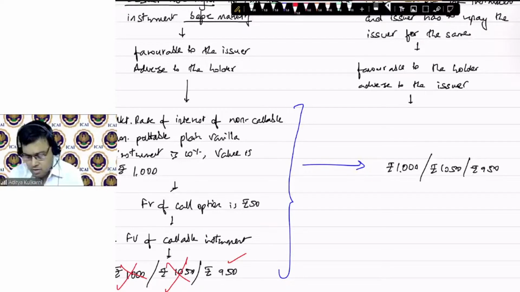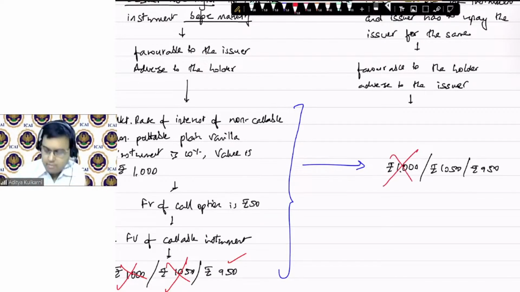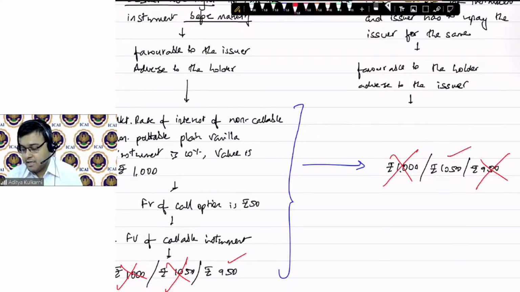What could it be? It cannot be 1000 for certain, because 1000 is a plain vanilla instrument without a puttable or callable option. So it cannot be 1000. I am adding something. So it cannot be 950, because the company will say, I am giving you the right to put your instruments at any point of time, and therefore it cannot be 950. You have to pay me something extra. So therefore the value is going to be 1050.